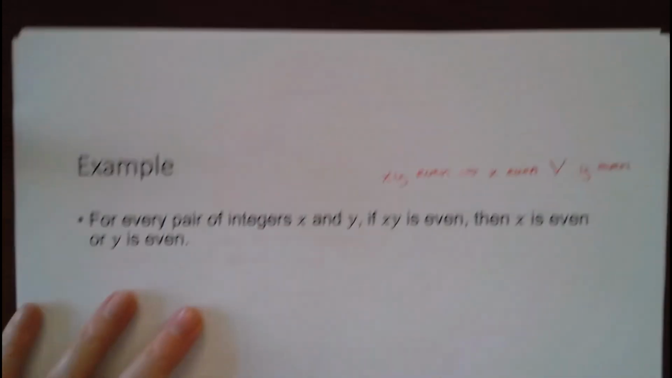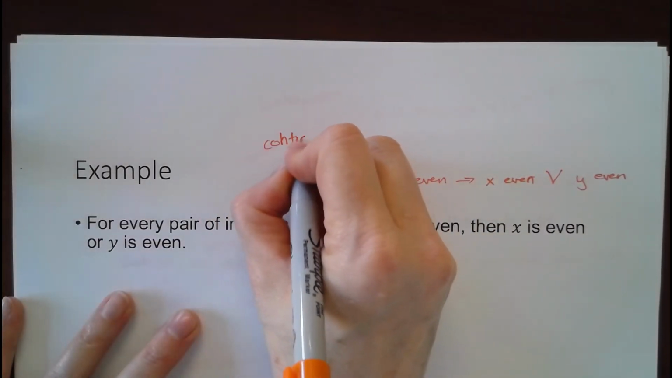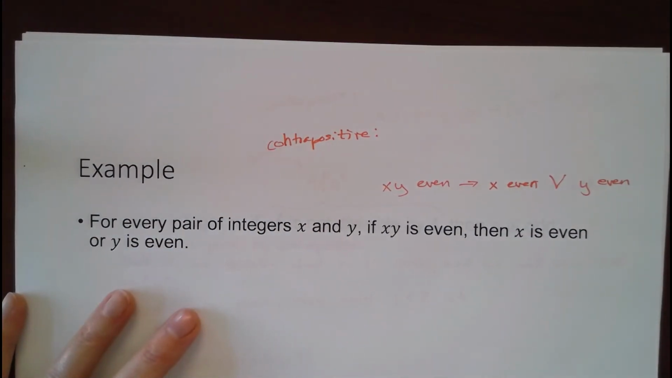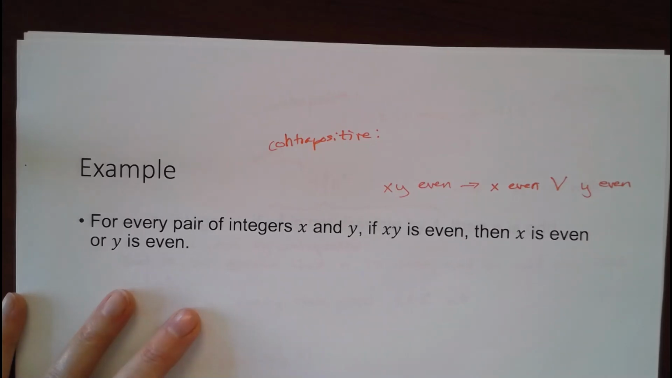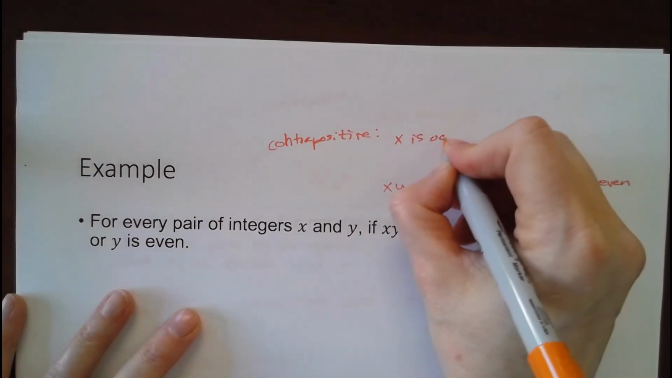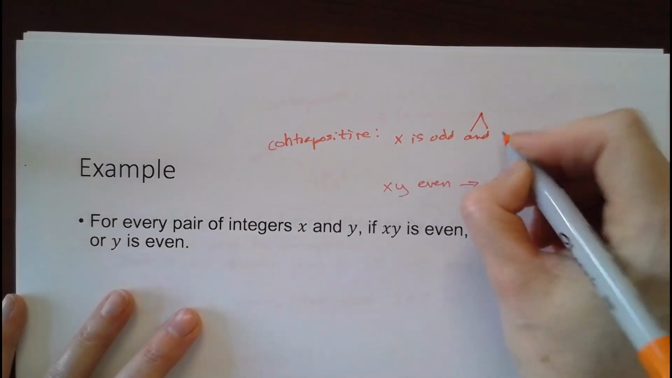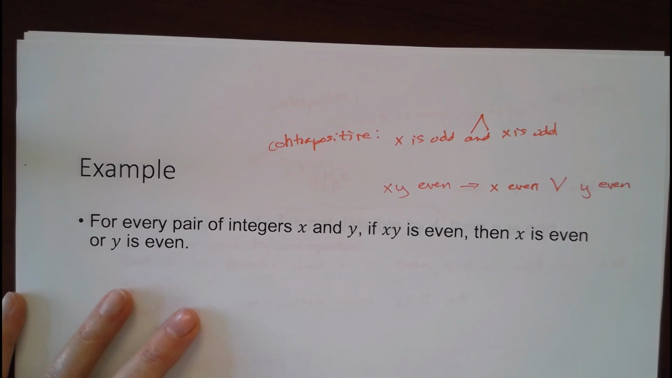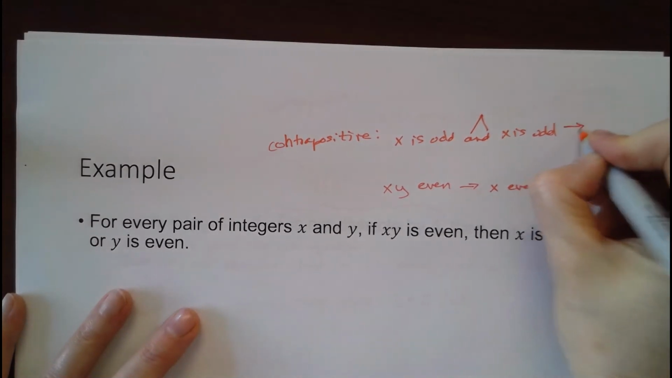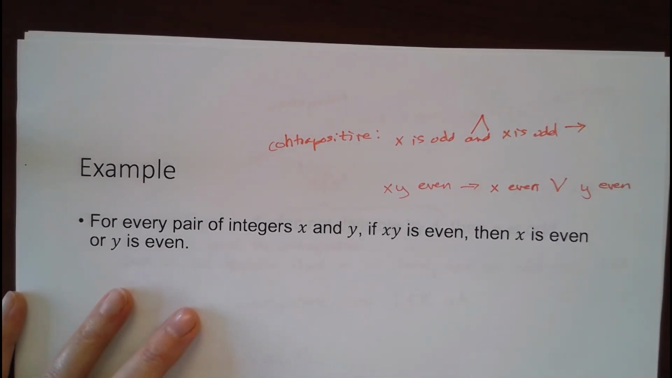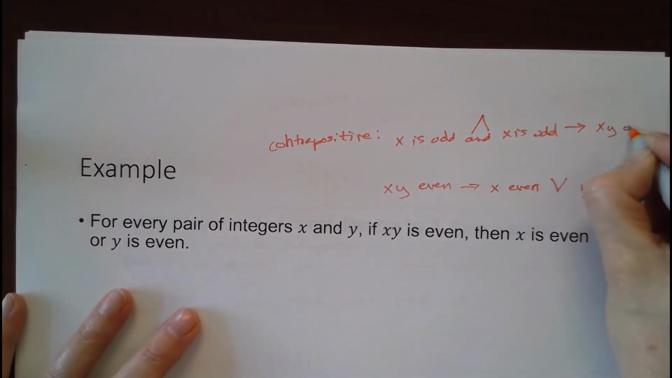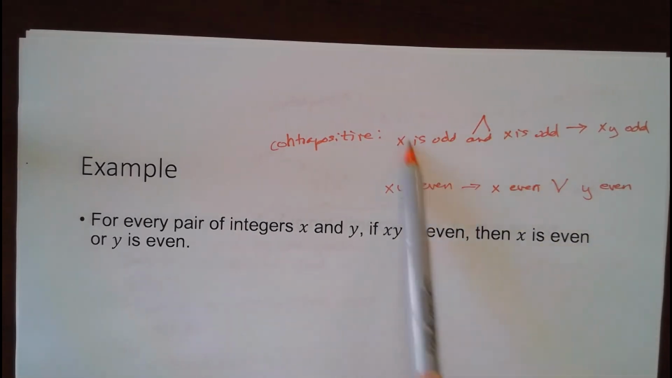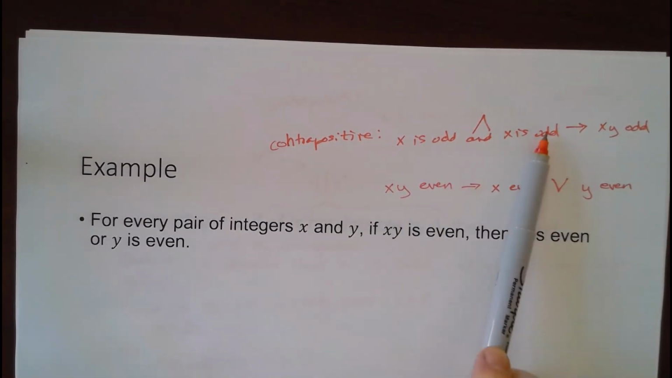Let's look at the contrapositive though. So what's the contrapositive? x is odd and y is odd. And there's only one way for that to be true. Both of them have to be odd. Okay, implies xy is odd. Okay, much, much easier. So there's only one possible way for this conjunction to be true, which is if both of these are true.